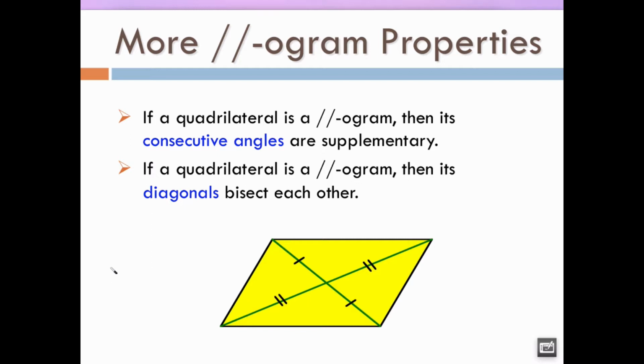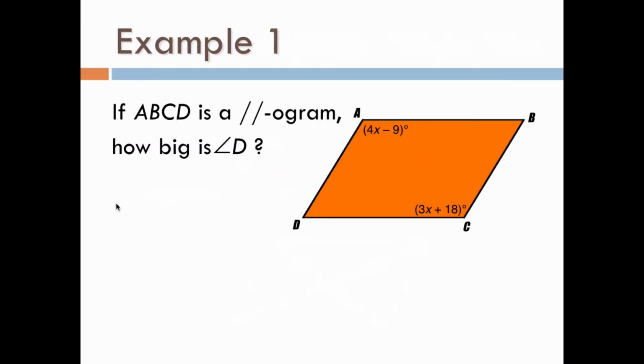Okay. So again, the first thing is a definition, the opposite sides are parallel. Everything else falls under the property of a parallelogram. Whoops. There we go. Okay, find angle D. As in donkey.